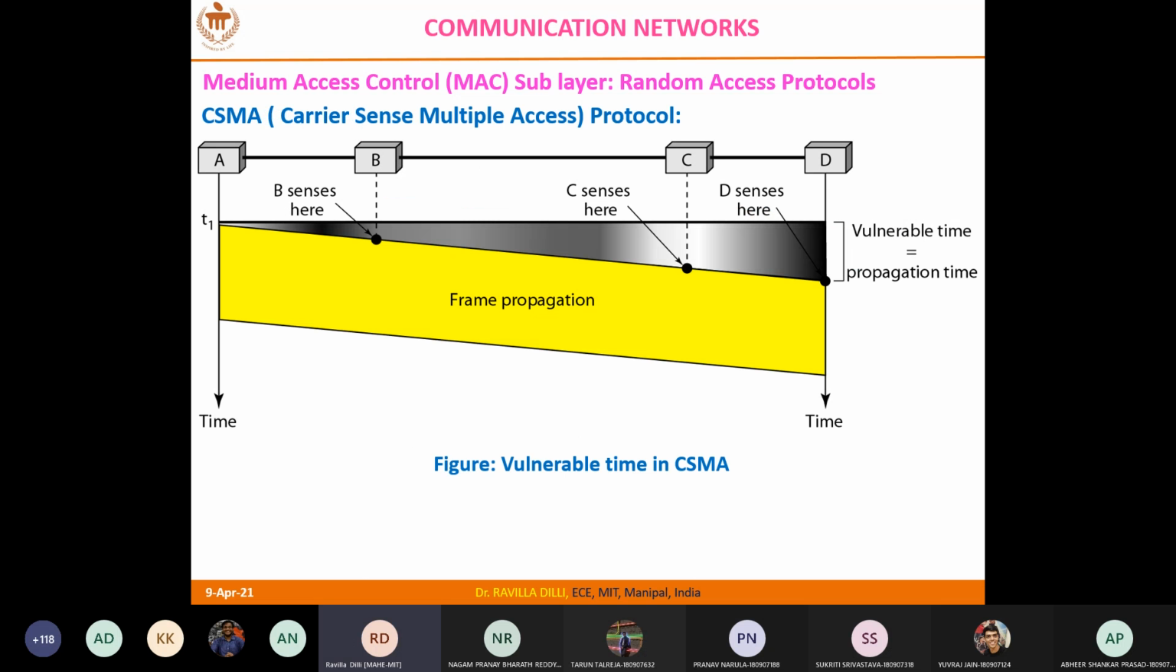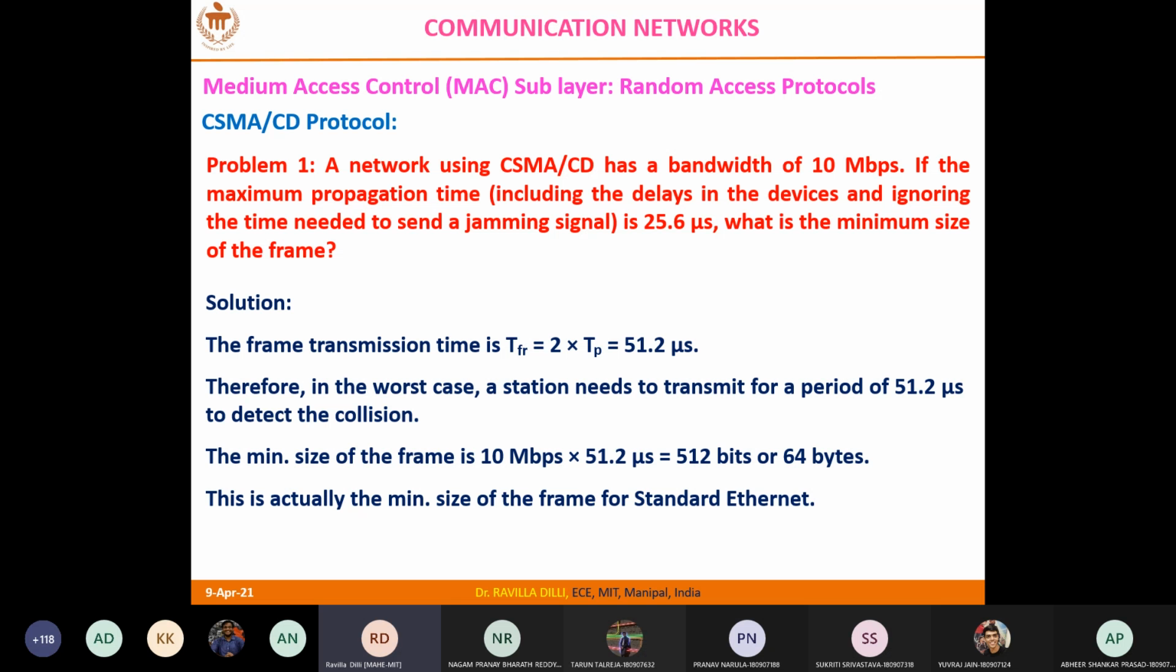Yes, this is covered. The vulnerable time in CSMA is T-prop. So can you quickly answer this question? A network using CSMA-CD has a bandwidth of 10 Mbps, which is standard Ethernet. If the maximum propagation time, including the delays in the devices and ignoring the time needed to send the jamming sequence, is 25.6 microseconds, what is the minimum frame size? That's the question.